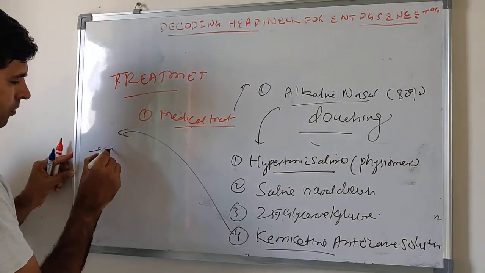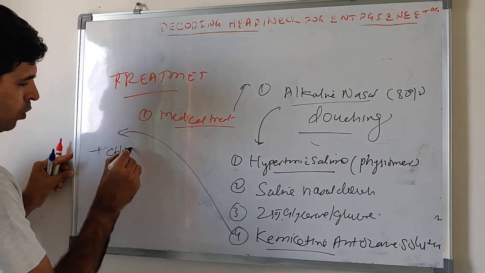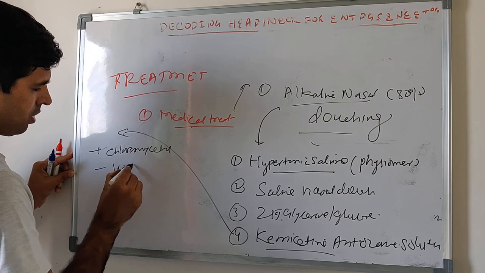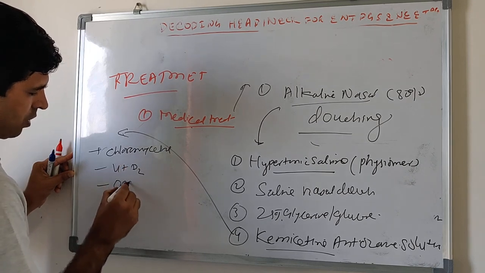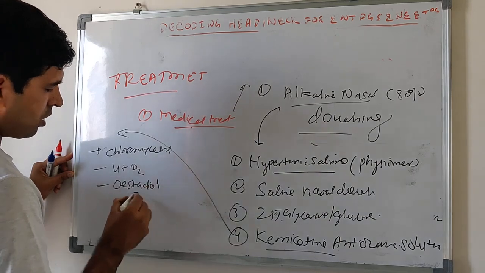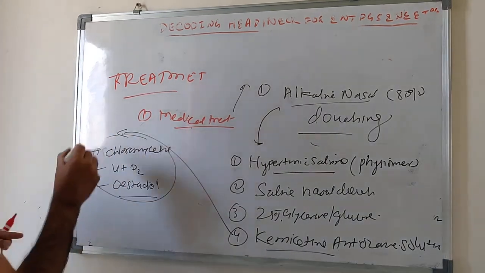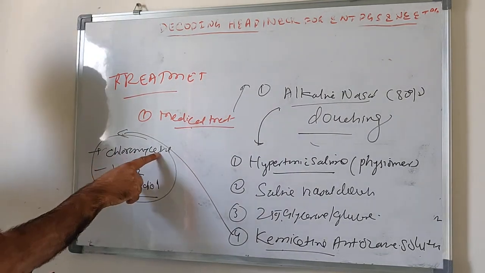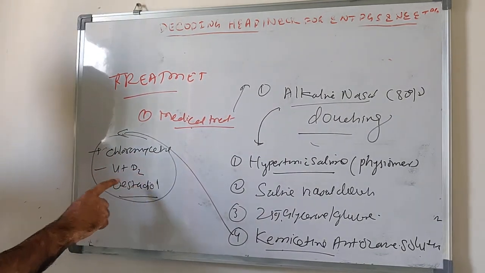This contains chloromycetin, vitamin D2 and estradiol. So these three make the Kemicetin anti-ozaena solution: chloromycetin, vitamin D2 and estradiol.